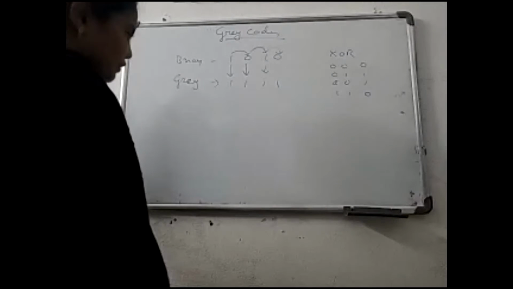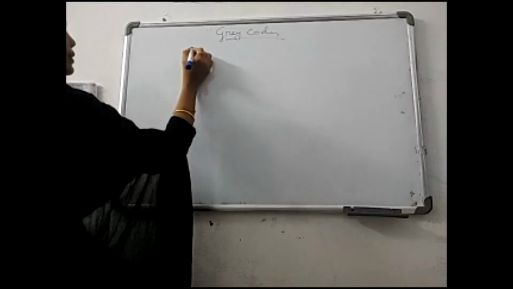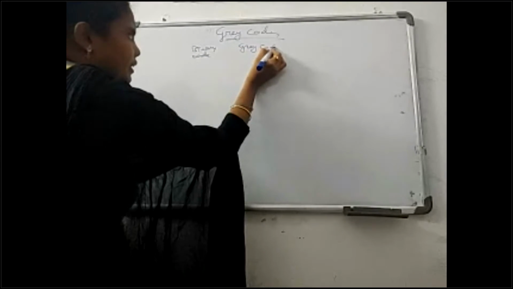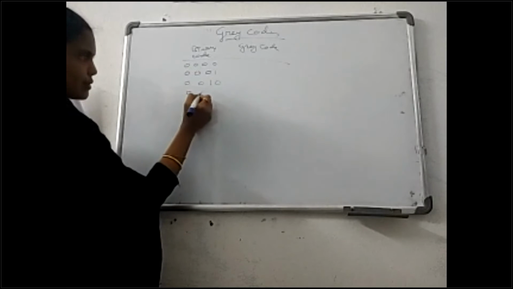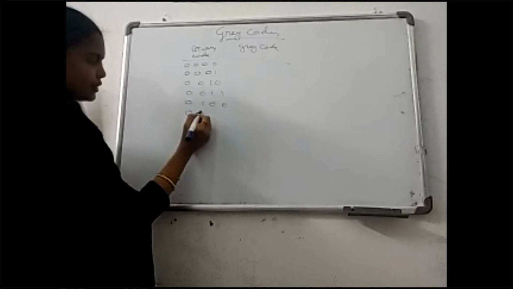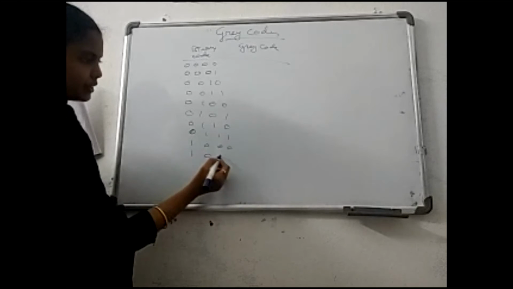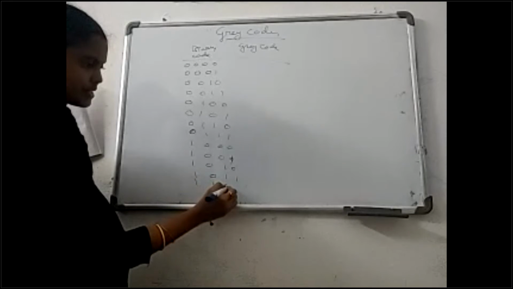So now let us see the tabular form for Gray code: binary codes and Gray code. You have to take the Gray code for 0000, 0001, 0010, 0011, 0100, 0101, 0110, 0111, 1000, 1001, 1010, 1011, 1100, 1101, 1110, and the last one is 1111. Okay, so what does Gray code mean?